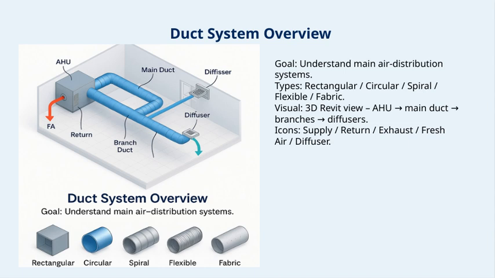The title of our session is Duct System Overview, and we'll be looking at different types like rectangular, circular, spiral, flexible, and fabric ducts. We'll also take a visual tour through a 3D Revit view, showing how the air flows from the AHU to the main duct, then branching out to diffusers. Plus, we'll identify key icons representing supply, return, exhaust, fresh air, and diffusers. So, let's get started and dive into how these systems work together to create effective indoor environments.